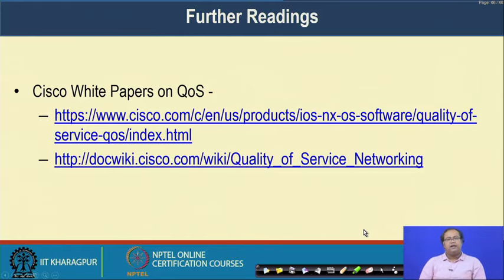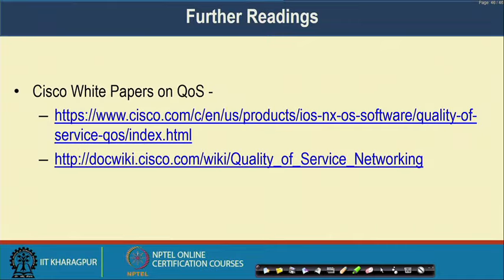Now, here are certain links that you can look at to understand in detail the differentiated service and integrated service architecture. These two topics are a little advanced and are not in the reference book that we mentioned earlier. That is why we have given 2 links. You can browse through these 2 links to find out the details.